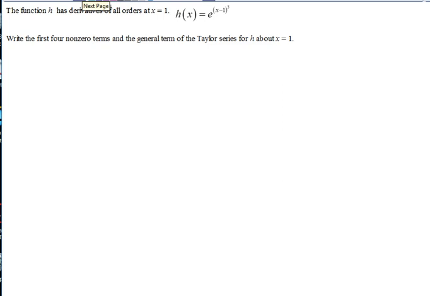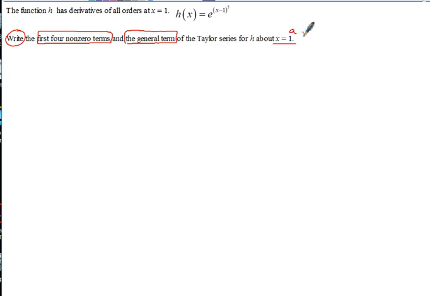Finally, let's take a look at one where, similar to the Maclaurin series, sometimes you might see Taylor series where it depends on memorizing those common Maclaurin series: e to the x, sine x, cosine x, 1 over 1 minus x. If you don't, then this could be a really lengthy problem, but if you do, it's actually not too bad at all. So we want the first 4 non-zero terms and the general term of the Taylor series for h about x equals 1.